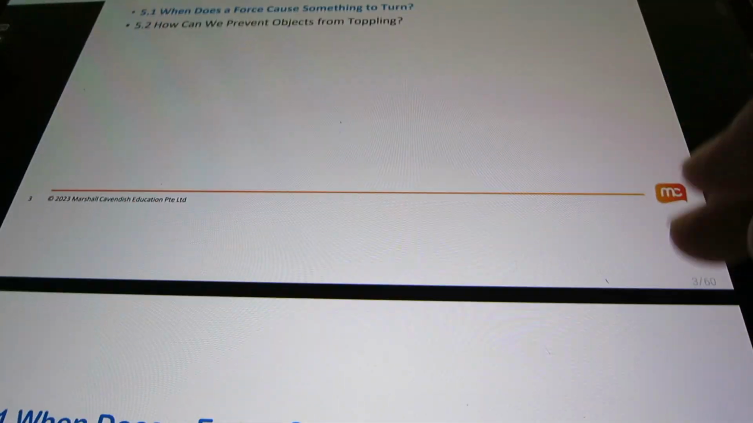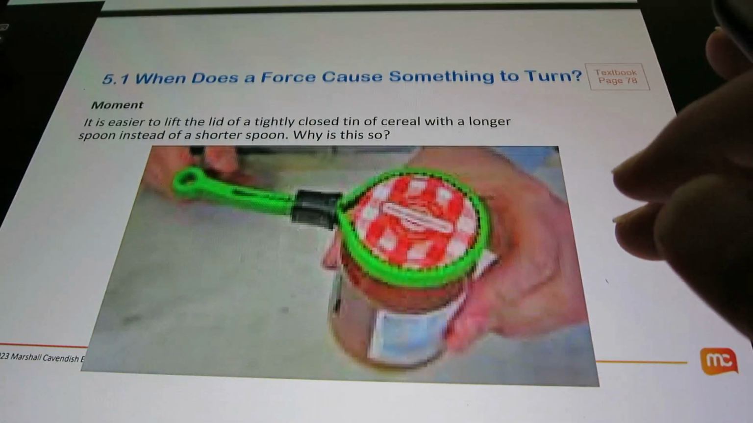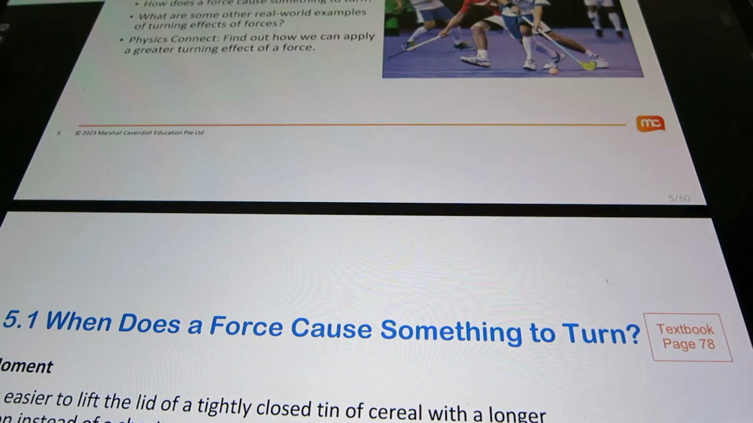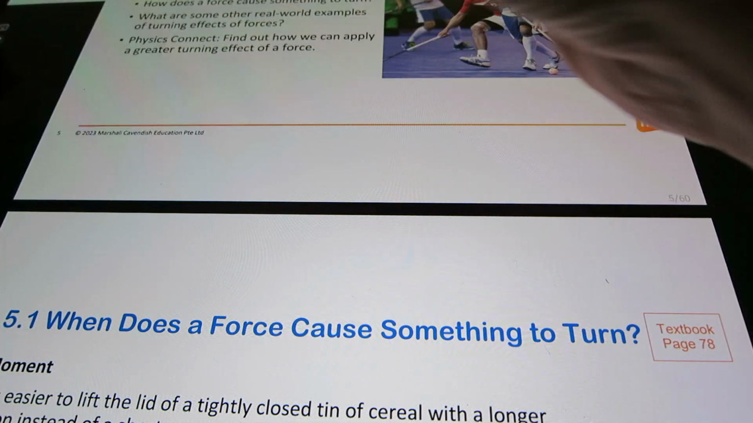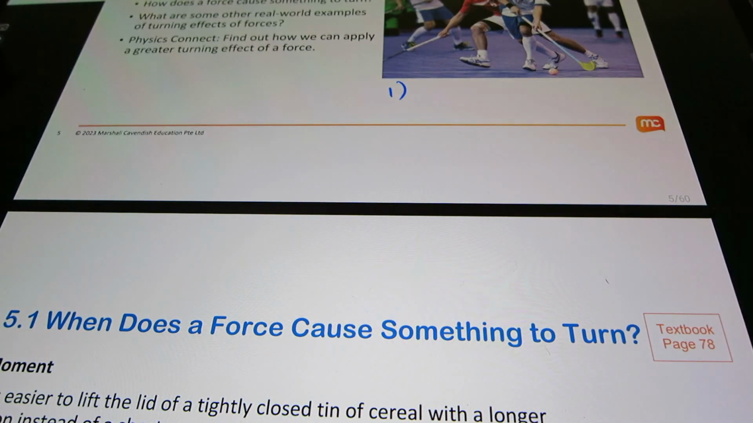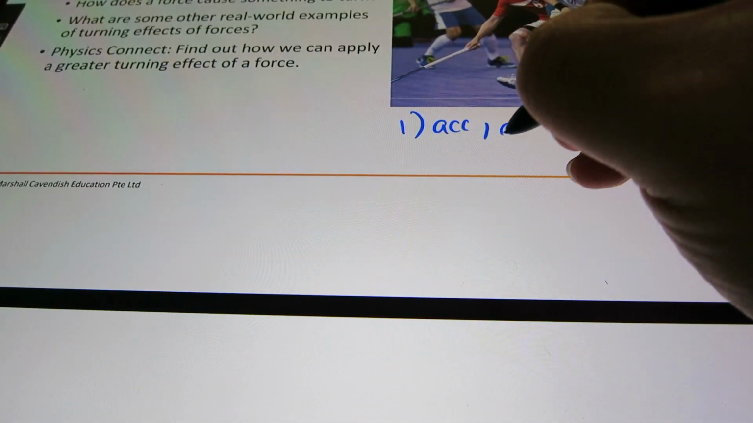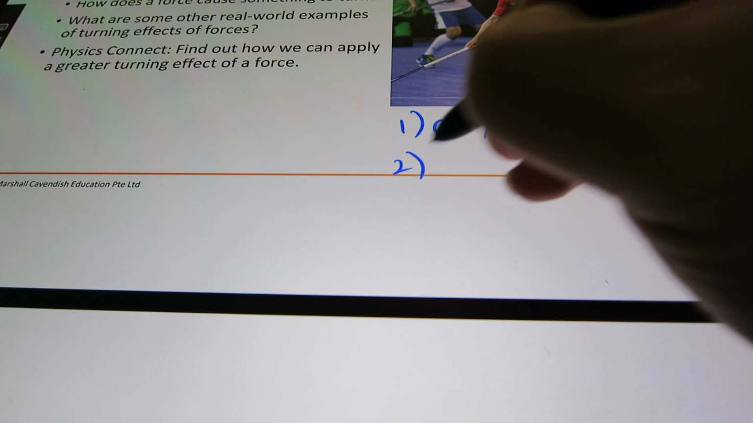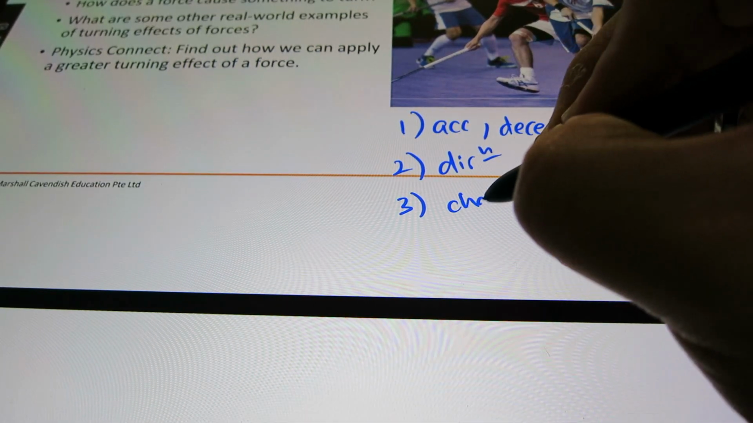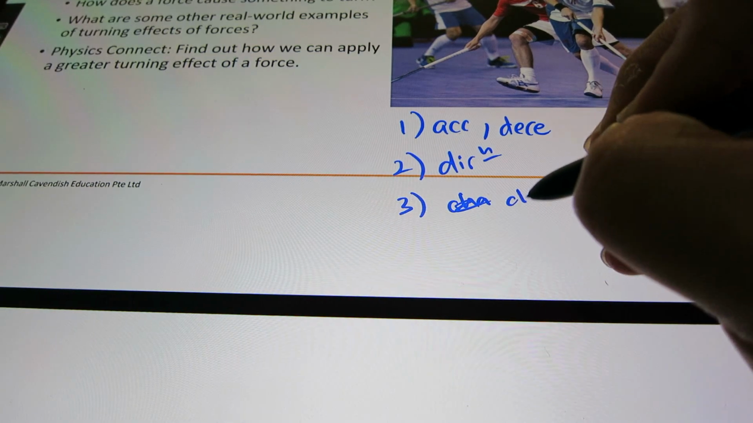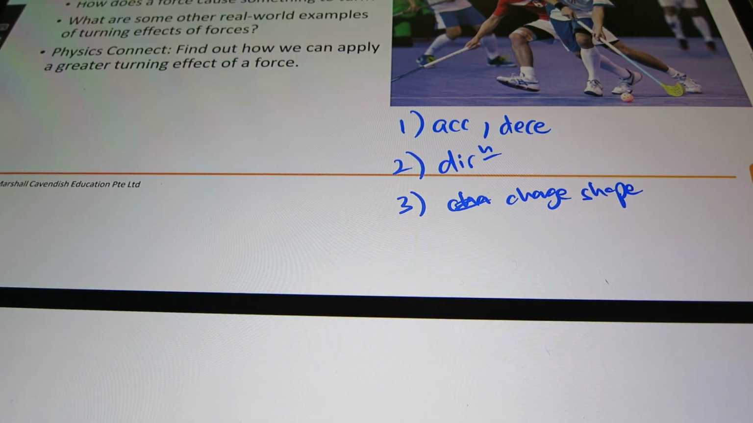Right. So before we talk about turning effect of forces, there are a few things that I want to remind you of what forces can do. If you recall, from your previous study, forces can cause things to accelerate or decelerate. It can cause them to change direction. It can also cause them to change the shape of an object if you deform it. So these are all the effects of forces.